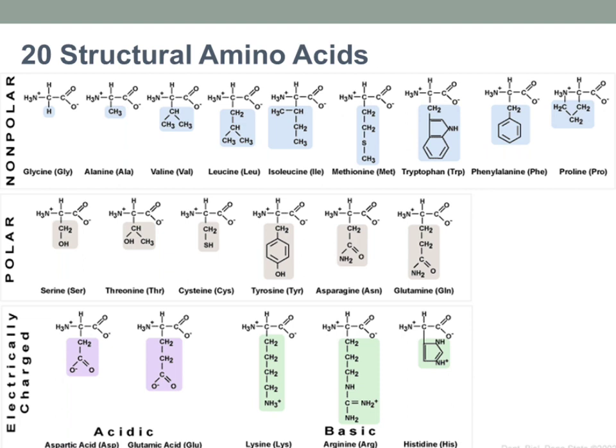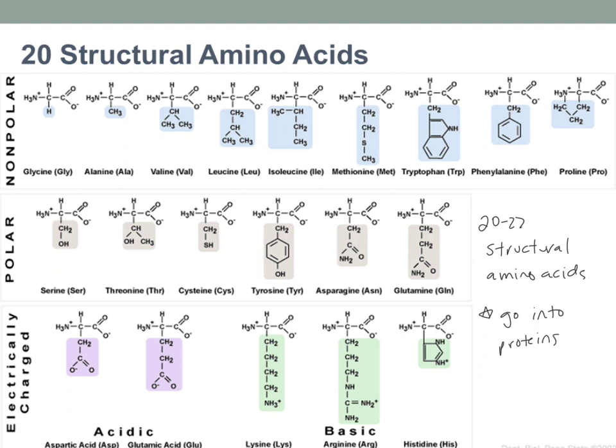I think I showed you this particular diagram of the 20 structural amino acids. Again, you might see reference to 20 or to 22 structural amino acids. It depends on where you look online or in what book. Some people say 20, some people say 22. It depends on whether they're talking about hydroxyproline and homocysteine also or not. And by structural amino acids, we're talking about the ones that go into proteins.